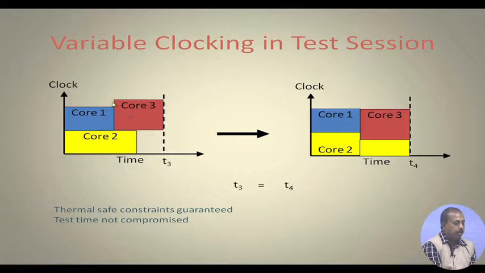Here there may be a violation in the thermal limit, because core 3 is being tested at a higher frequency, and in the second solution the frequency of core 3 has been reduced. So, it is going to consume less power, and possibly it is going to ensure thermal safety, and time is not compromised. So, T3 equal to T4. Time is not compromised, only thermal safety has been brought in by changing the frequency of operation of core 2 and core 3.